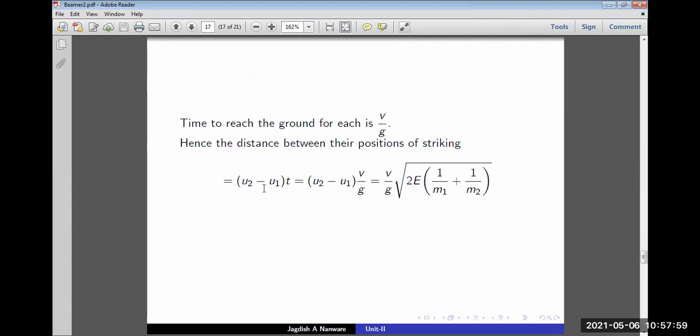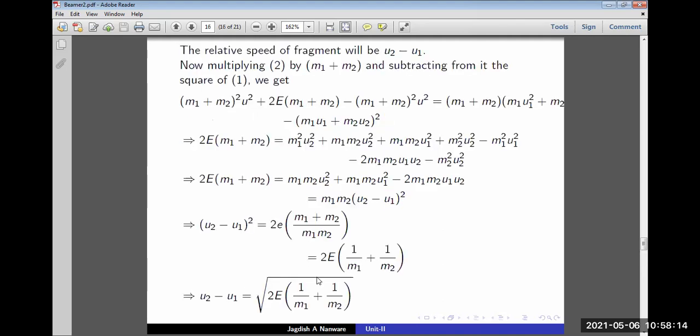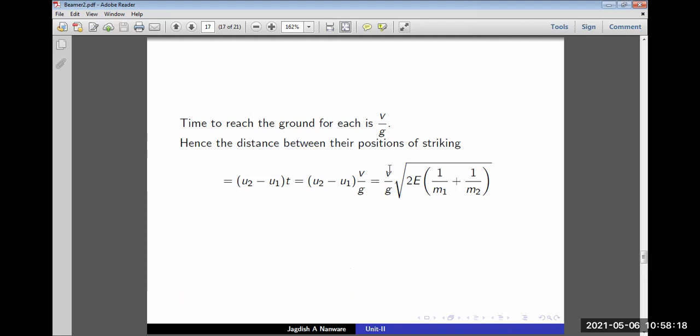Therefore this is equal to, what is time now? Time is equal to v upon g, that we know. And you simplify further. So what is u2 minus u1? Just now here, u2 minus u1 is this value. So put that value here: v upon g as it is, into the square root of 2E (1 upon m1 plus 1 upon m2). So this is the distance between their positions of striking.